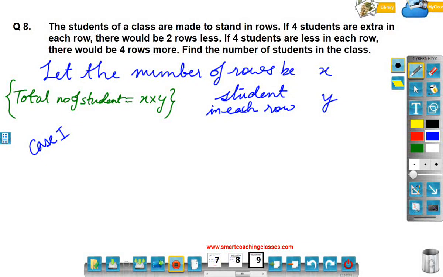That means y plus 4. Okay, and the number of rows is x minus 2. So we have total number of students. How much is the total number of students? We just wrote xy. So xy is equal to number of students in each row, that is y plus 4, into number of rows, that is x minus 2. Okay, so total number of students is xy and number of students in each row is 4 more, that is y plus 4, and number of rows is 2 less, that is x minus 2.